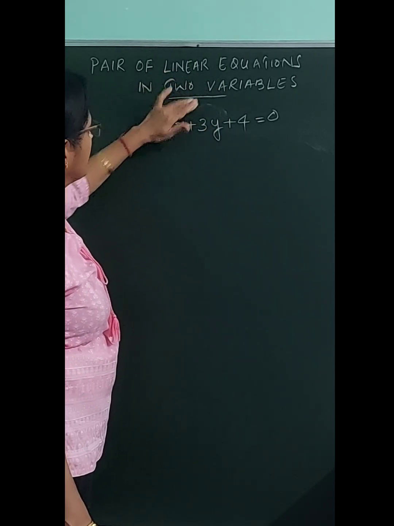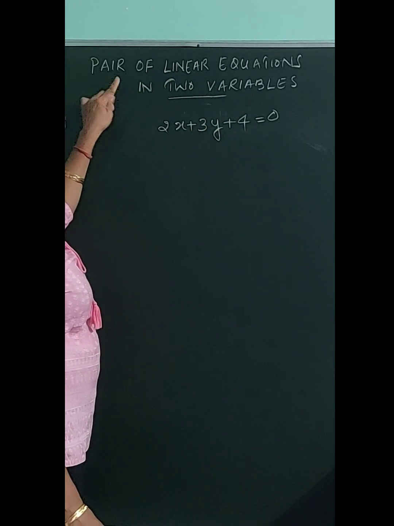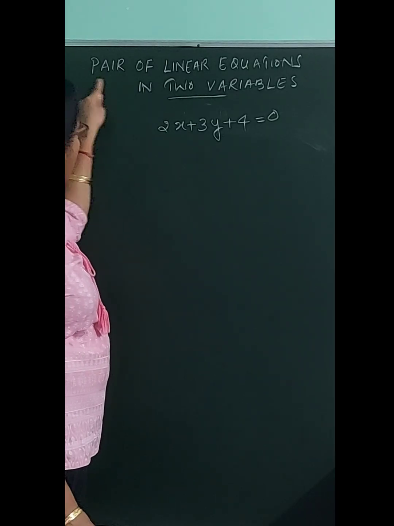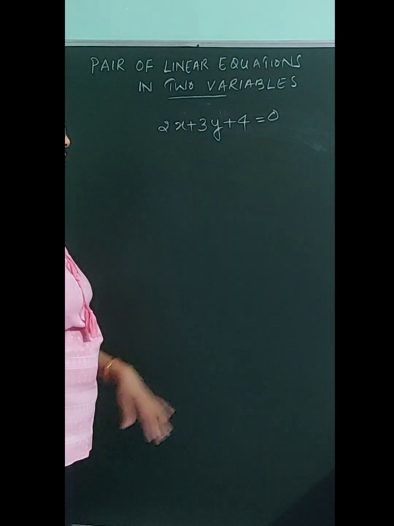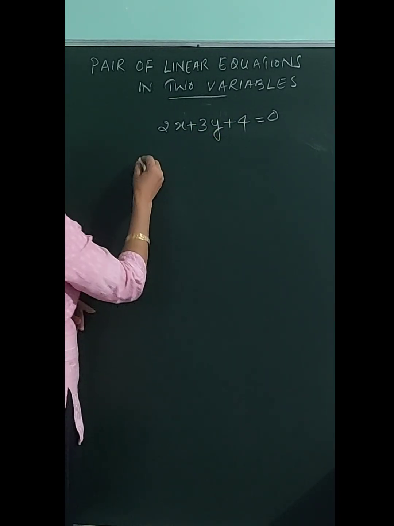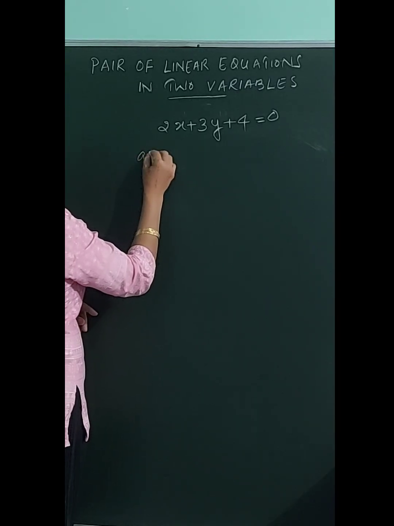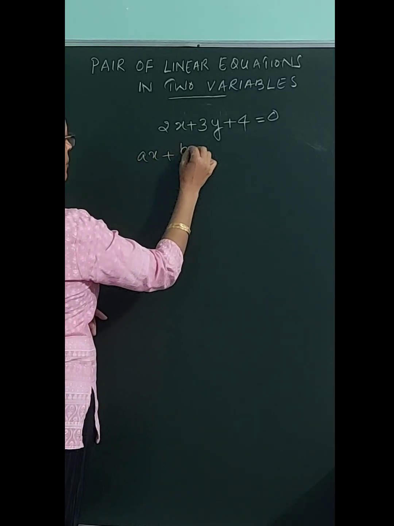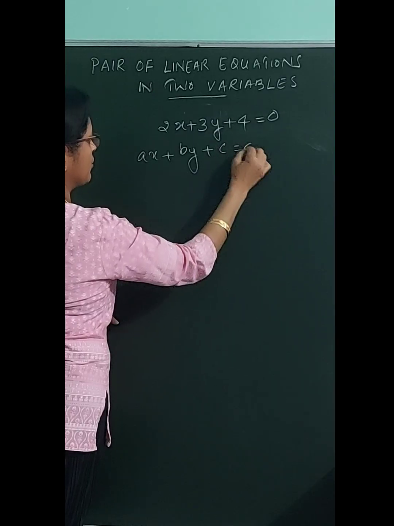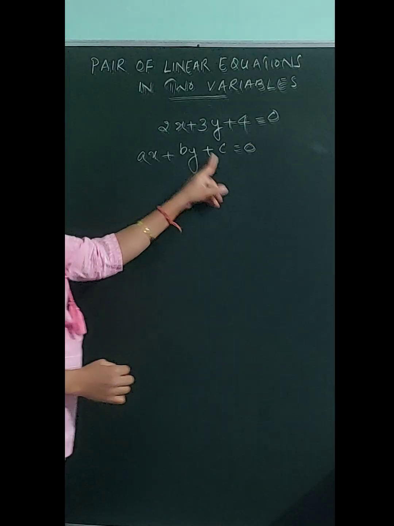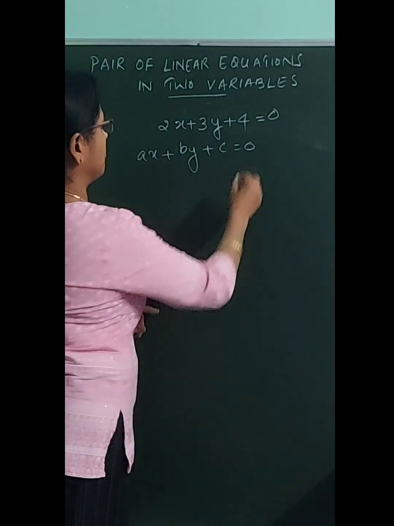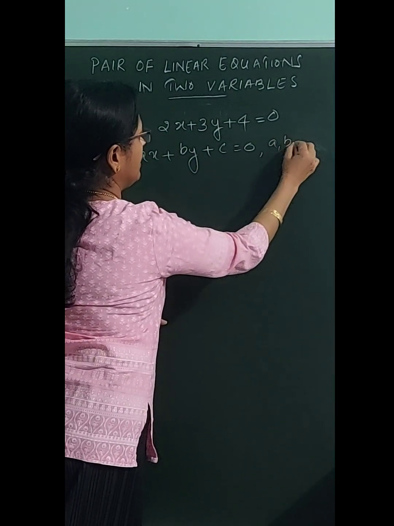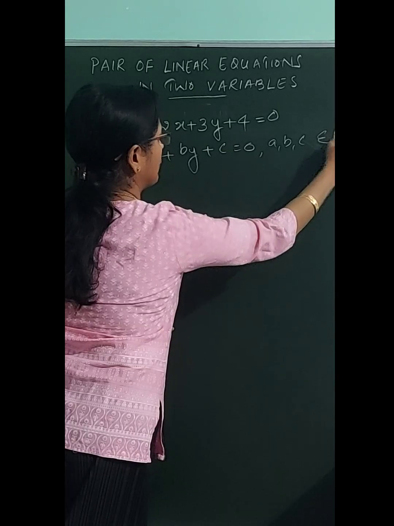But in this chapter, you have to learn about a pair of linear equations in two variables. Means we are discussing a pair of linear equations. So let us write this equation in the general form. In general form, we can write this equation as ax plus by plus c is equal to 0, where a, b, c are real numbers like 2, 3, 4. That means a, b, c should belong to the set of real numbers.